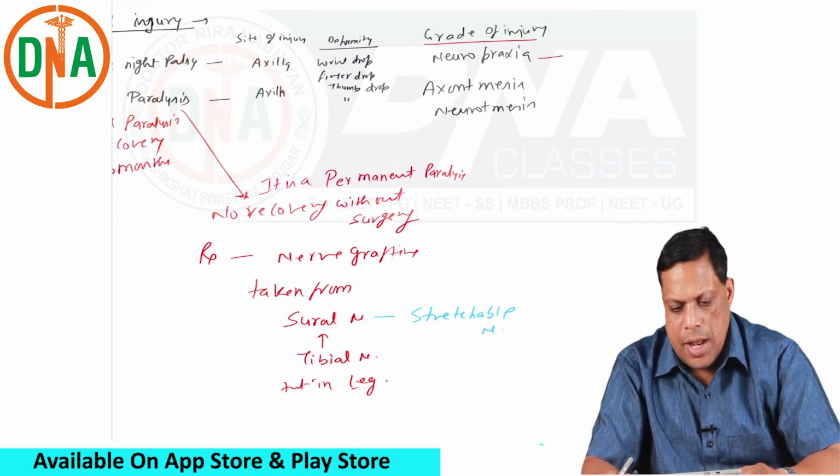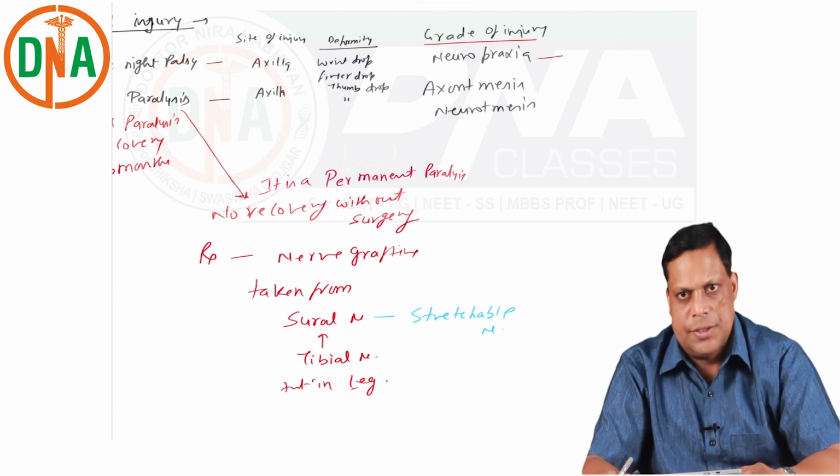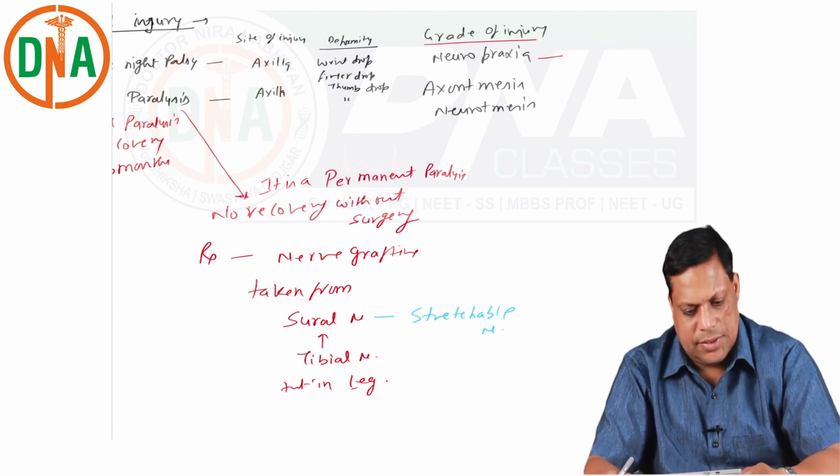So this is all about the brachial plexus and the nerve injuries of the brachial plexus.